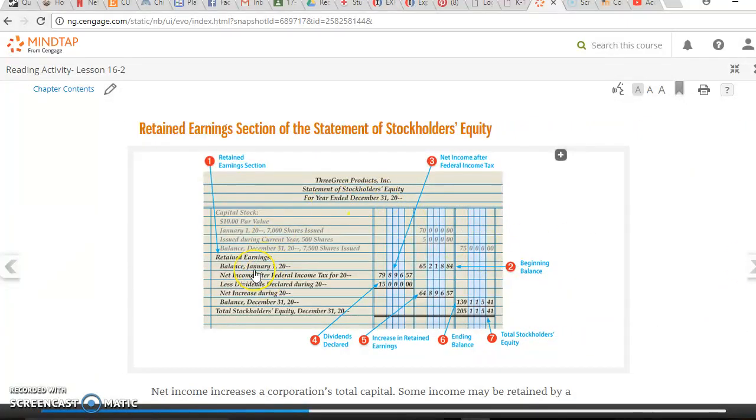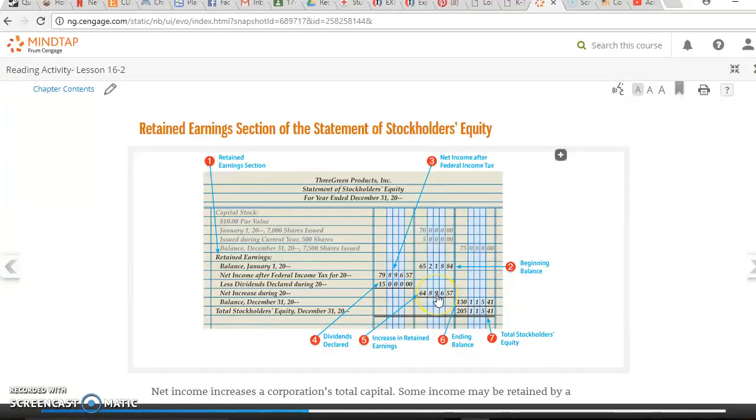The retained earnings section starts with the beginning balance in retained earnings. Again, it's exactly what it says. It's earnings that they didn't give out in dividends. They retained them in the company. So they have their beginning balance, and then they add how much they made, their net income after federal income tax for the current year. Then subtract dividends, because they paid out dividends, which is kind of like the owner's drawing account.